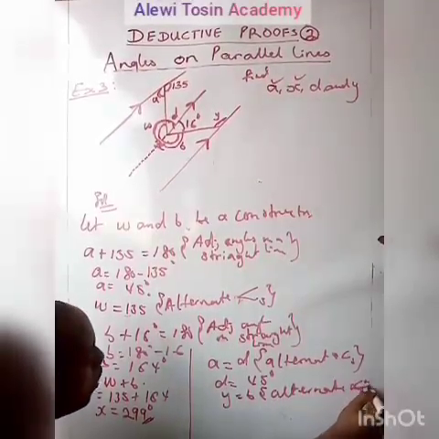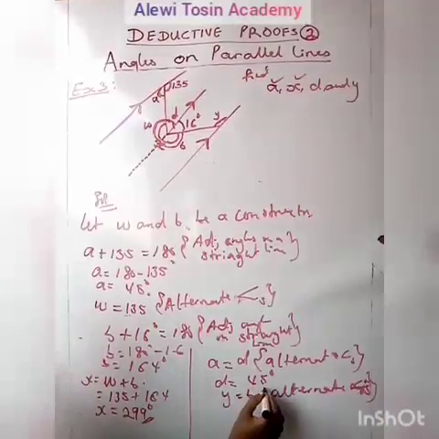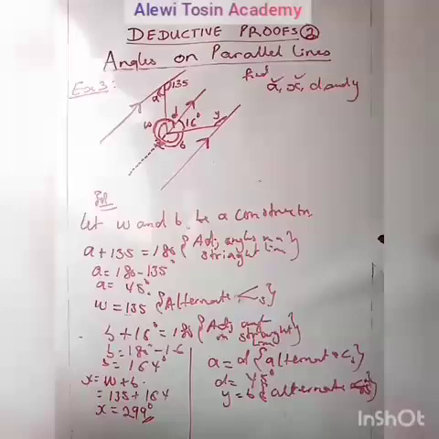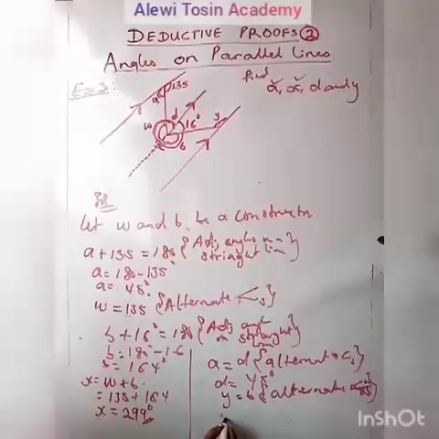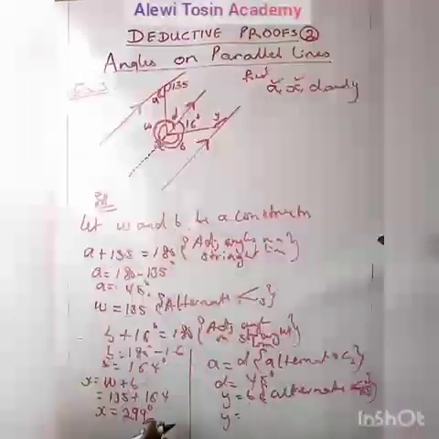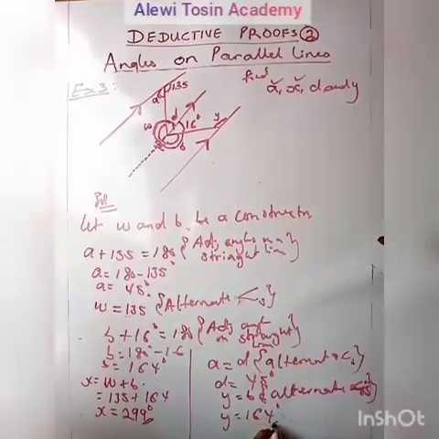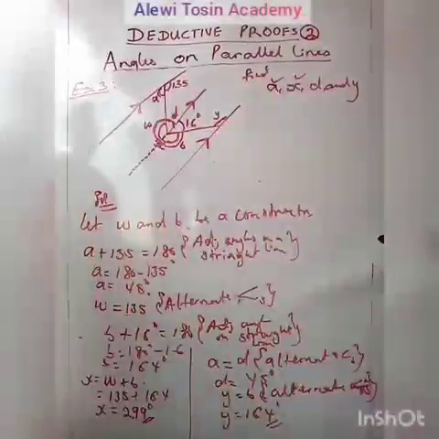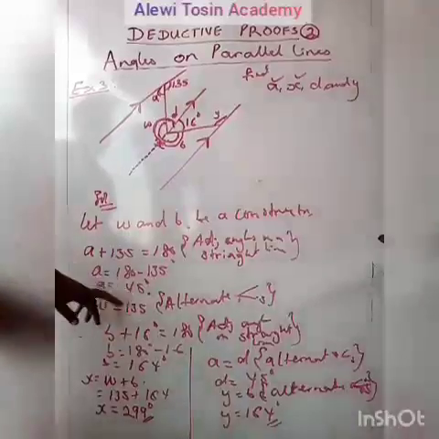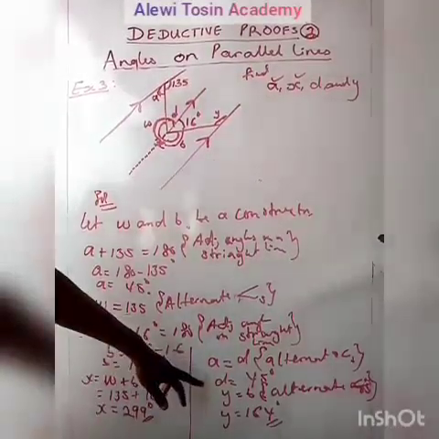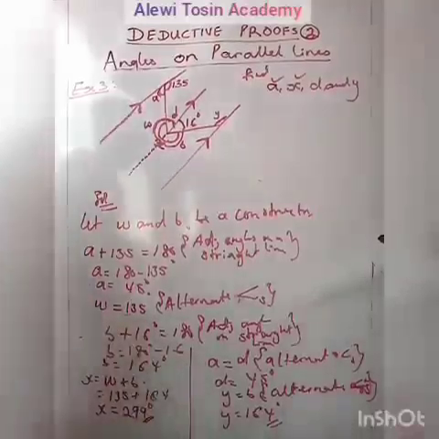And our Y was the unknown. So Y is equal to B. We got our B to be 164. So that's our final answer. We say that the final answer: A is equal to 45, x equals 299 degrees, D is equal to 45, and Y is equal to 164.